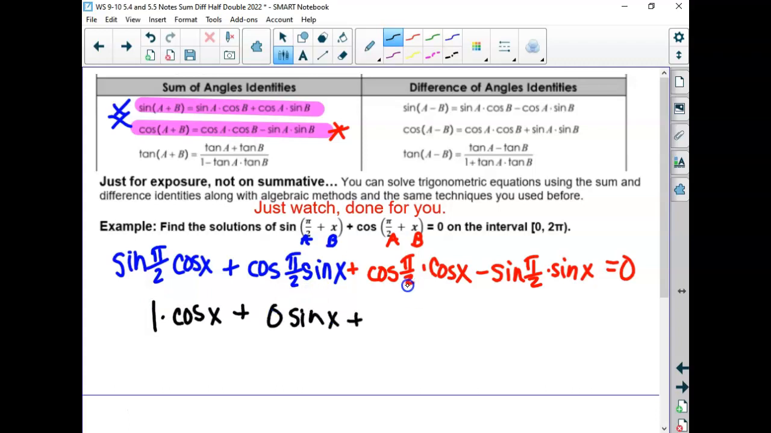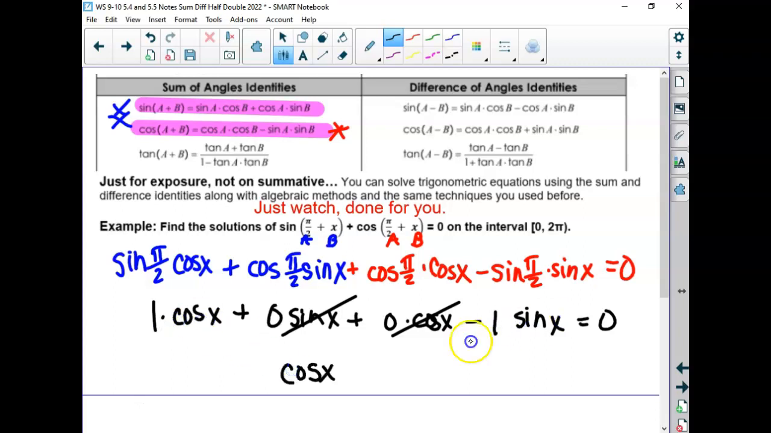What is the cosine at pi over 2? And the sine at pi over 2? Okay, what's left? One times cosine minus 1 times sine.